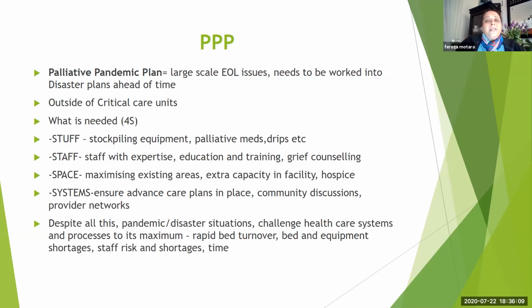And for de-escalation, even where a patient under normal circumstances would have been treated. So this is important, especially outside critical care units. And it doesn't have to be in the hospital, it can be away from the hospital. So what is needed for this palliative plan? Obviously, you need stuff, you need equipment and palliative meds and drips and things like that.